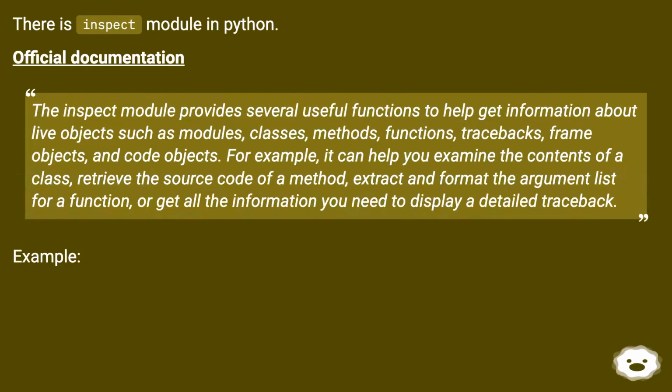There is the inspect module in Python. Official documentation: The inspect module provides several useful functions to help get information about live objects such as modules, classes, methods, functions, tracebacks, frame objects, and code objects. For example, it can help you examine the contents of a class, retrieve the source code of a method, extract and format the argument list for a function, or get all the information you need to display a detailed traceback. Example.